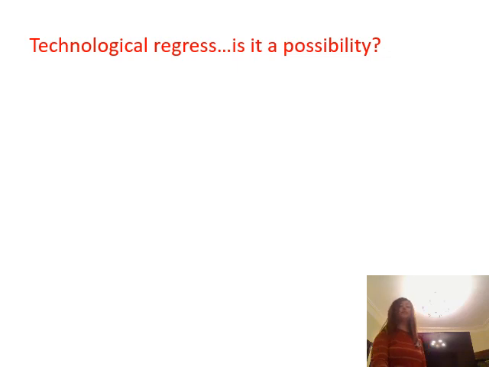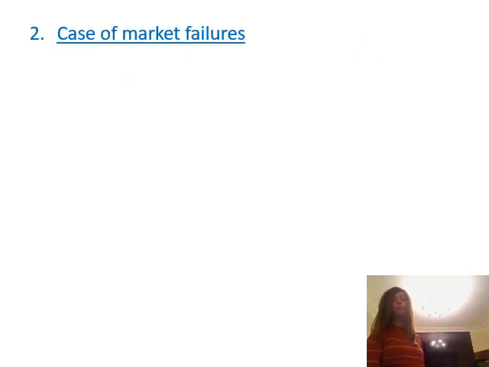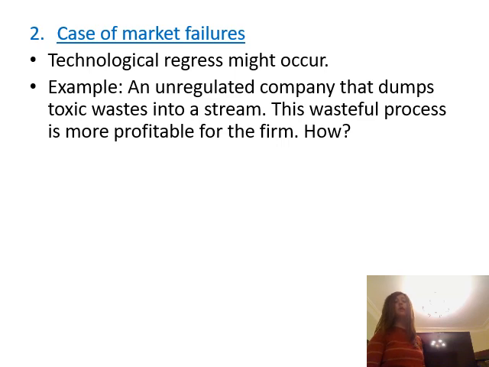Well, this question depends on whether you have a well-functioning market economy or you have market failures, which we have talked about before. If you have a well-functioning market economy, you can make sure that you will never have a technological regress. Why? Because outdated technologies will automatically be driven out of the market using the market forces. They will not be successful, they will not be profitable, so they will be kicked out of the market. However, if you have market failures, technological regress might occur.